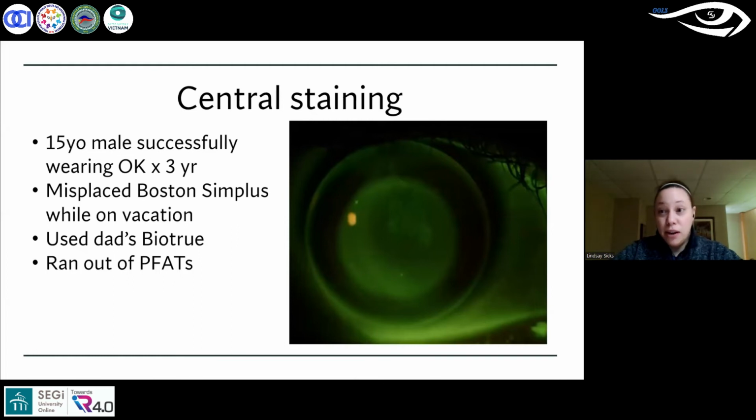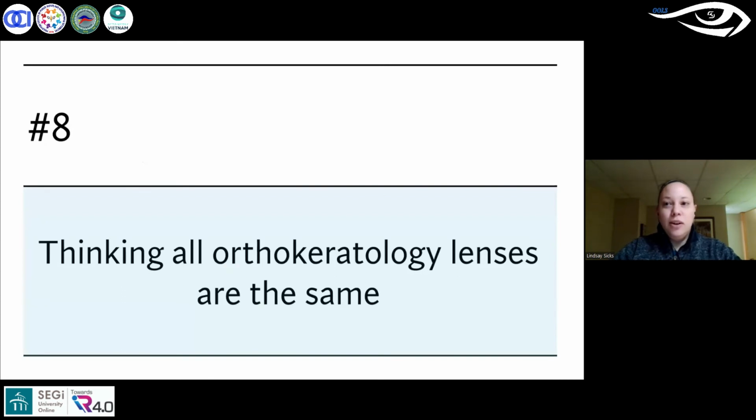And so they were in a hotel room with their dad and used their BioTrue, which is a soft lens multi-purpose solution. And then on the same trip, he had also run out of preservative-free artificial tears to apply and remove the lens. And so it was pretty easy for us to determine in this case that the central staining was not likely a result of the lens fit, but more a result of the solutions. And we were able to duplicate the lenses, have him change the solutions, and he came back and that central staining had resolved. We're almost in the home stretch here.